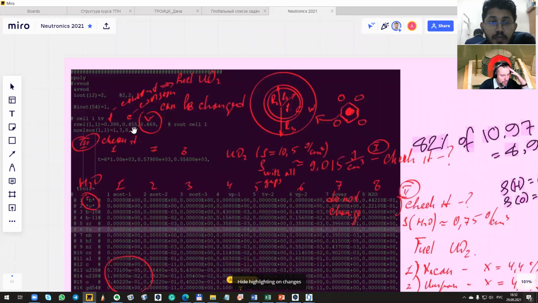The value should be close to this one, 0.669. My value is 0.564. So 0.564. Yeah, this is an optimal radius.